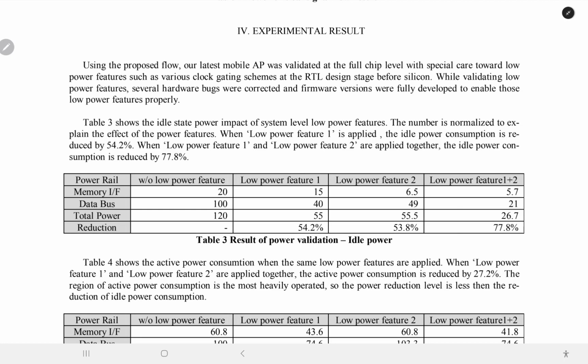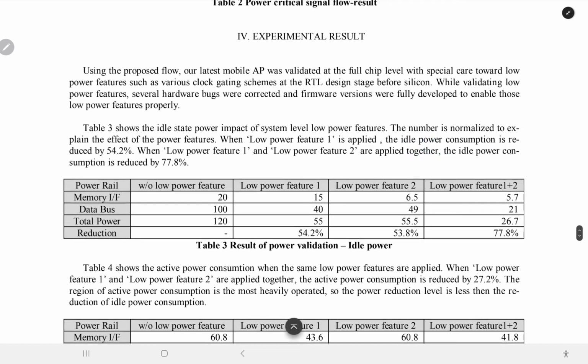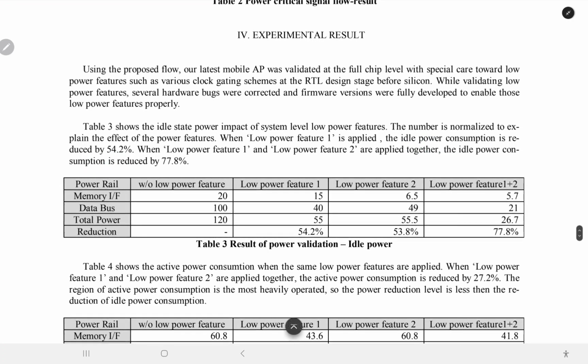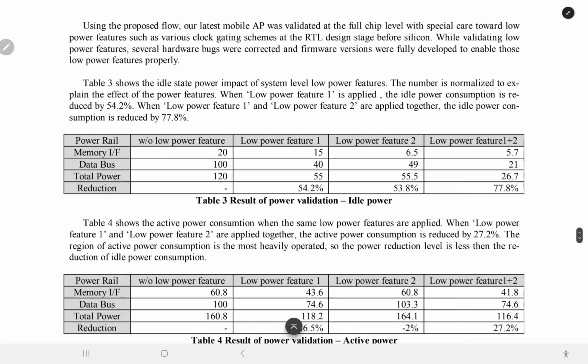The numbers are normalized to explain the effect of the low power features. When low power feature 1 is applied, the idle power consumption is reduced by 54.2%. When low power feature 1 and low power feature 2 are applied together, the idle power consumption is reduced by 77.8%. Table 3, result of power validation, idle power.